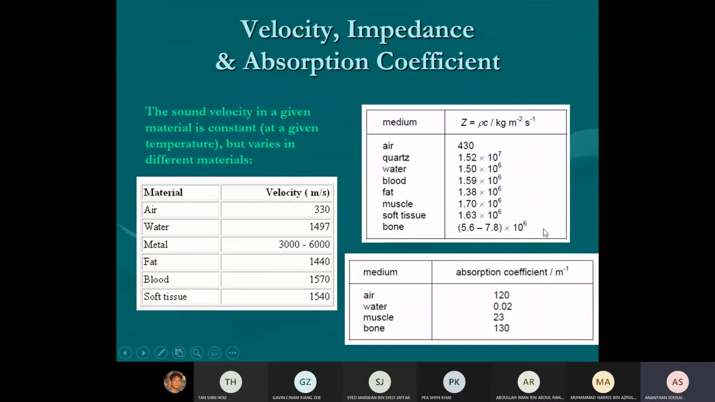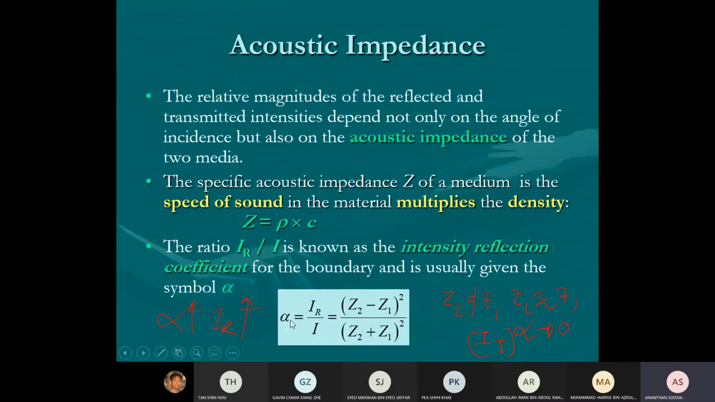This acoustic impedance information will be given in the exam. No need to remember. Any questions, guys, from here? So I hope you understand. Very important formula. Intensity reflection coefficient alpha: the greater the alpha, the greater the reflected intensity. What is acoustic impedance? It's the product of the speed of sound and the density of that medium.